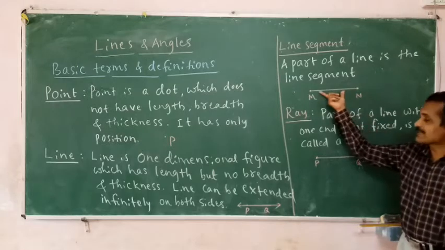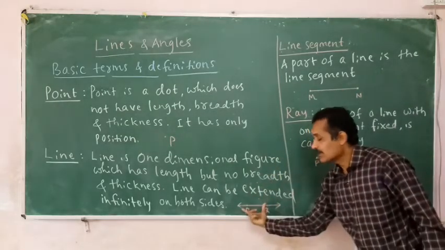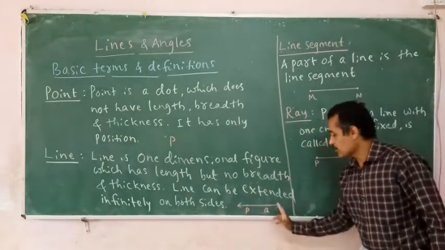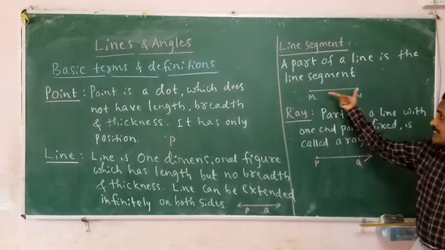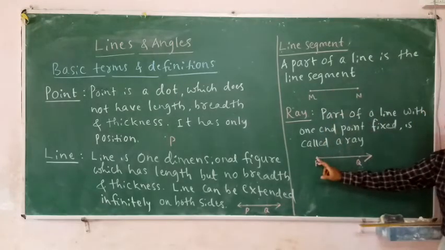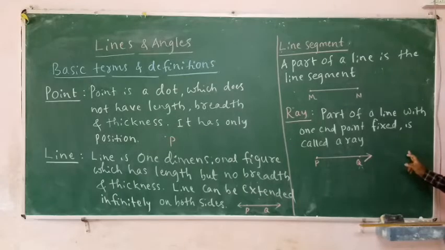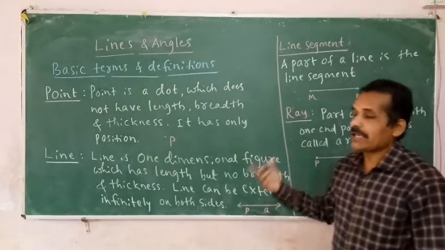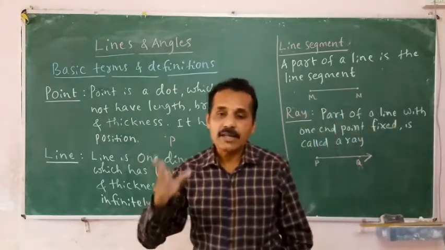This is a line segment. This is a line, extended on both sides. A ray has one endpoint fixed, and one side can be extended. This is the difference between a line segment and a ray.